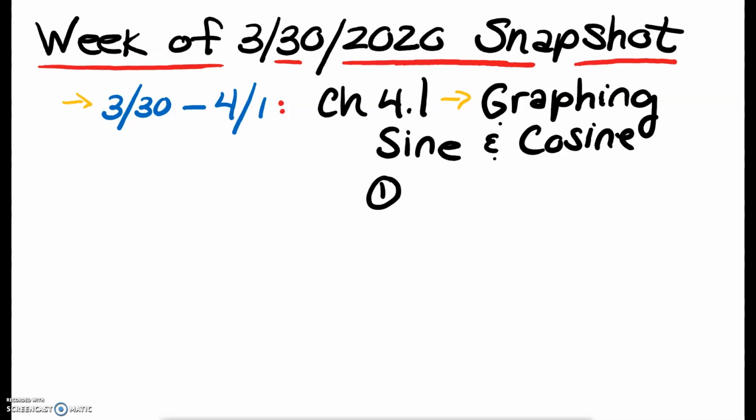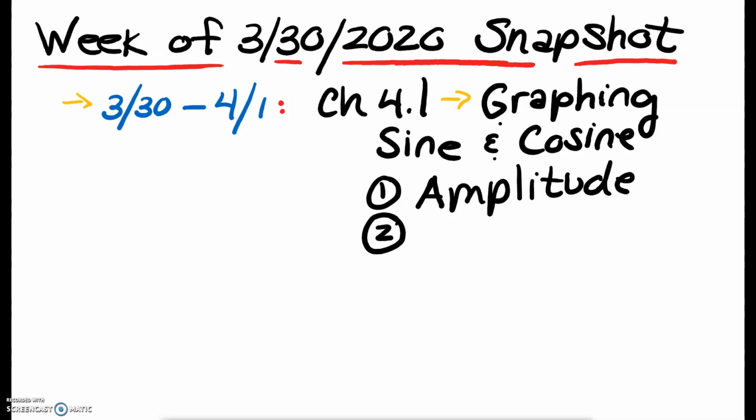graphing the basic functions, which you've already done, but we'll be looking at the change in amplitude. How high does this function go and how low can it go? And we'll be looking at a change in period.